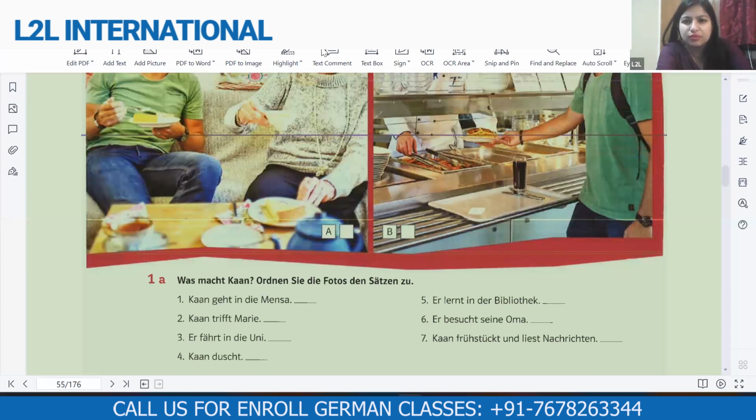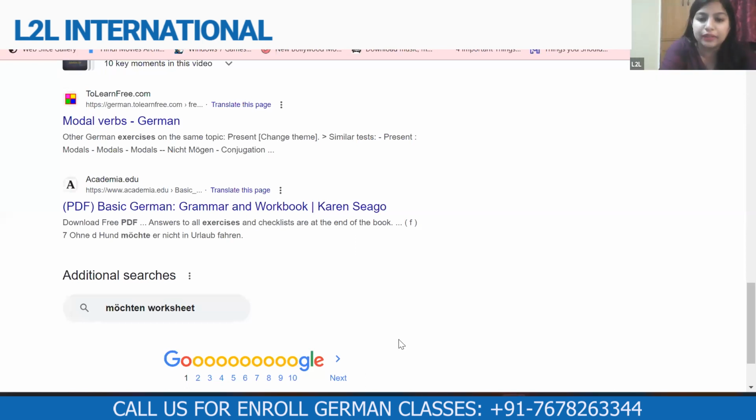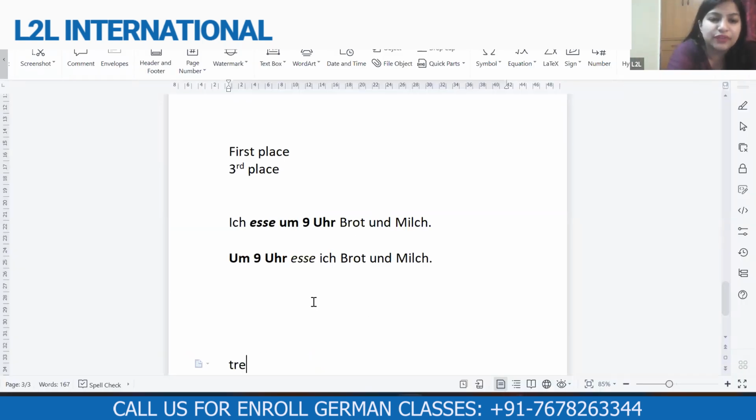Super. Ja, okay, richtig. Okay, so here, Kann geht in die Mensa. Mensa means canteen. Gehen means to go. So Kann goes to the canteen. So that is Nummer, zum Beispiel, what did you write? Yeah, so that is Mensa. Then Kann trifft Maria. Trifft is a word that comes from a verb which means treffen. Trifft is the third form of treffen. Treffen is an irregular verb, so obviously we don't follow the pattern. But treffen means to meet somebody. Treffen, to meet.